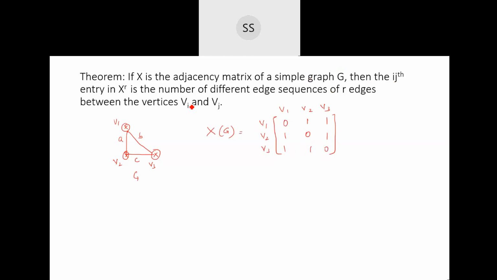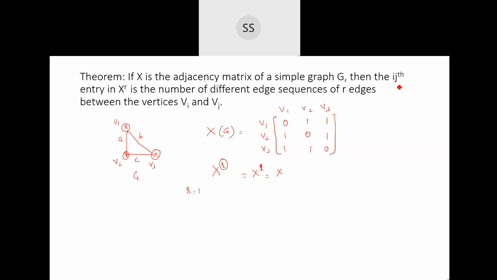Then the ijth entry in X raised to R. Now, let the R value be equal to 1. So X raised to 1 is actually equal to X. Now, let us explain the theorem.